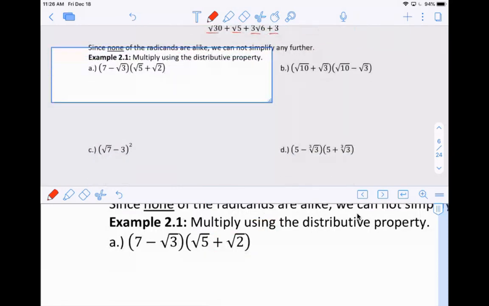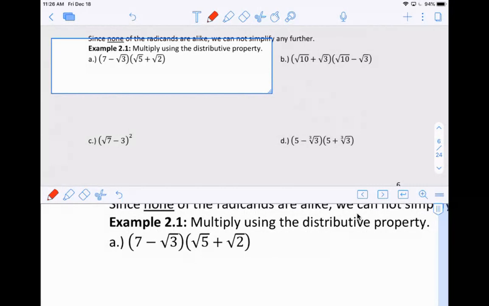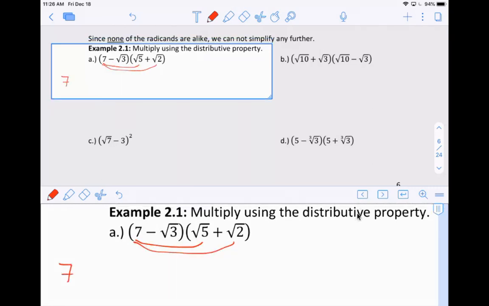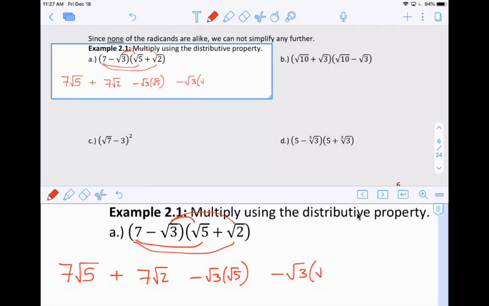So let's take a look at this one again. We've got 7 minus the square root of 3 times root of 5 plus root of 2. Now, we just want to make sure we do our distribution idea. So we're going to have 7 times the first one and 7 times the second one. Now we're going to do the second here. We've got minus root 3, I'll use parentheses, root 5, and minus root 3 times root 2.